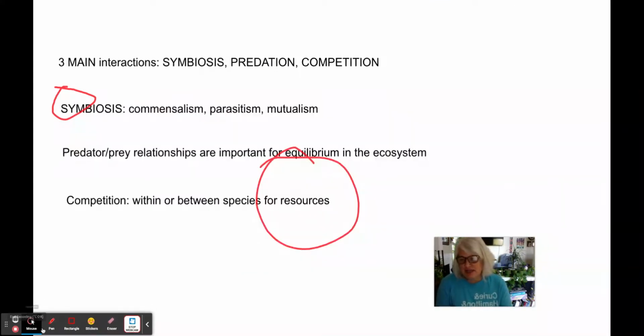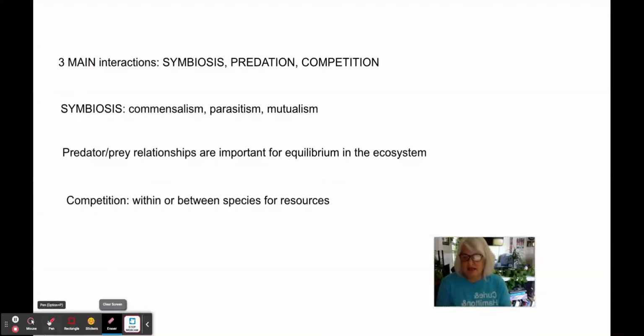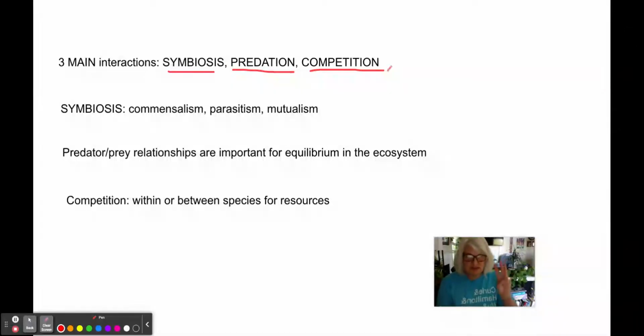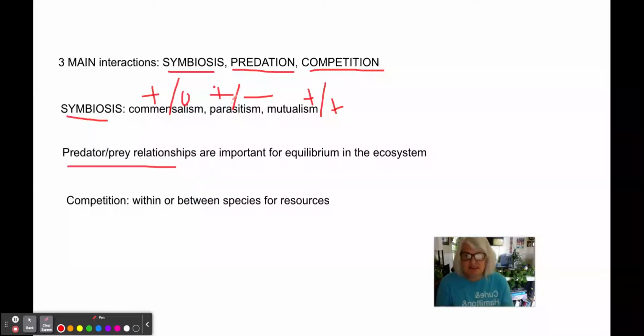All right, just to summarize, thank goodness, because I'm about out of energy. Starting with three main interactions, you have symbiosis, predator-prey, and competition. So those are the three main. Symbiosis has three types. You have commensalism, which is positive neutral. You have parasitism, positive negative, and you have mutualism, positive positive. Then you have your predator-prey relationships. Remember, that is not the same thing as parasitism, even though it is also positive negative. And it's really important for equilibrium.